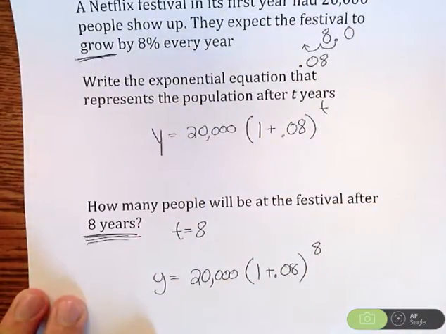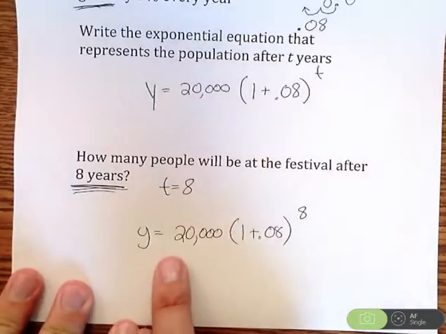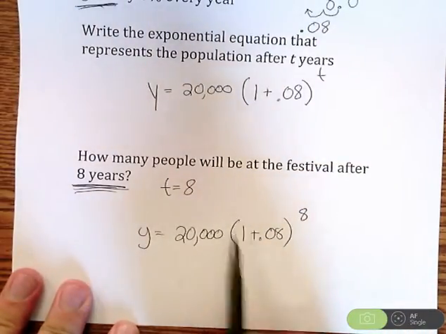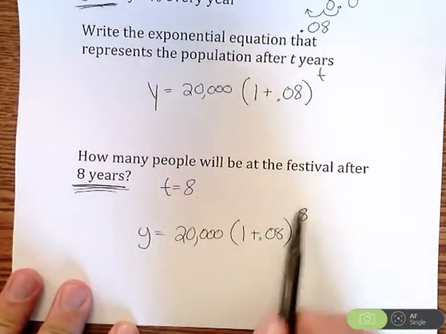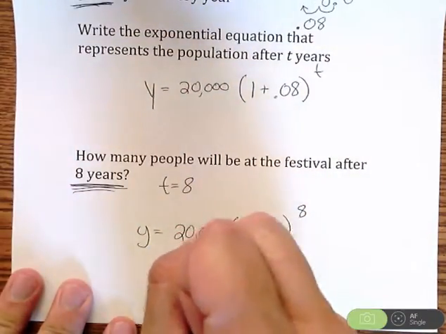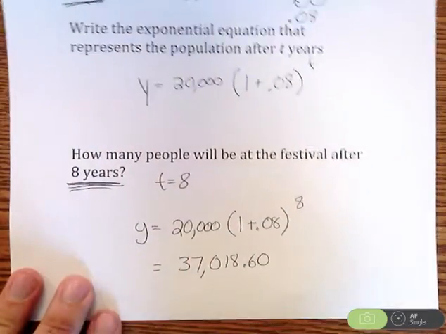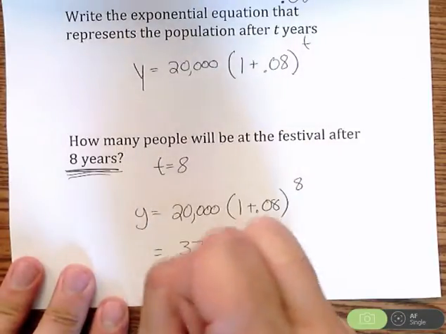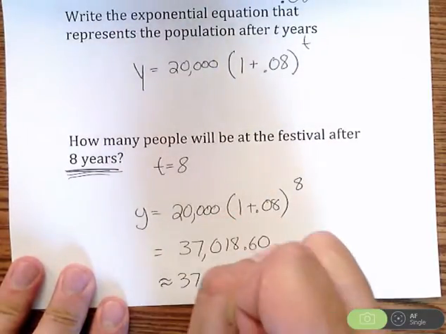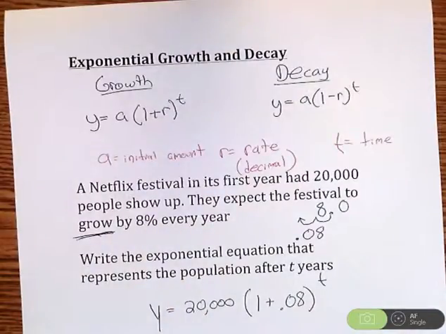And then all we want to do is take this and plug it exactly like you see it into your calculator. Let the calculator worry about the order of operations, all that. Plug it in exactly like how you see it, 20,000 parentheses 1 plus 0.08 parentheses exponent of 8. And when you plug it into your calculator, you get 37,018.60. But since we're talking about people, we should probably round that and say we're going to have 37,019 people. Outstanding. That was exponential growth and decay.